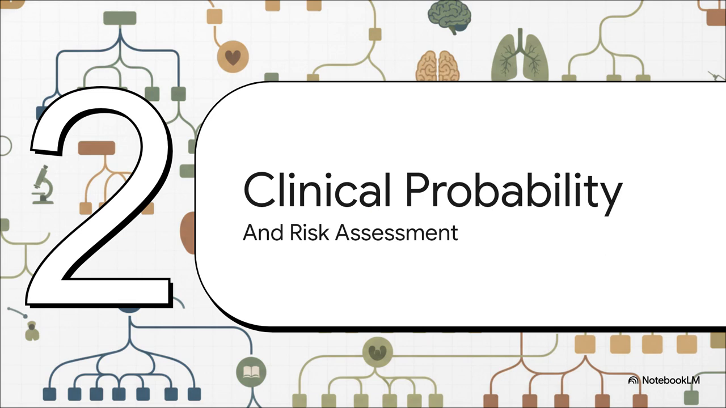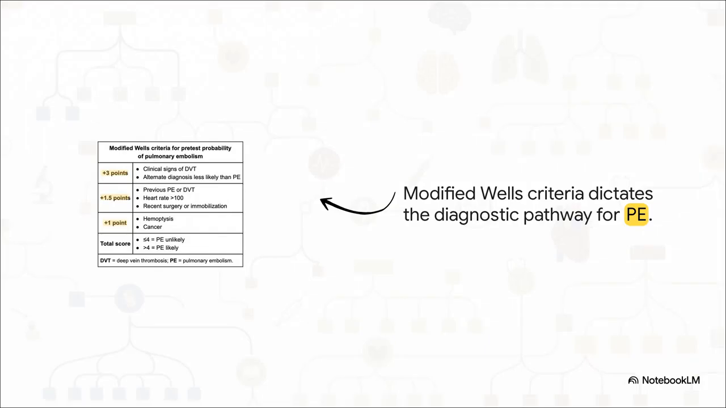Moving to Section 2, Clinical Probability and Risk. Exam mode integration means you need to build sequential probability trees. You have to separate branches of a diagnostic pathway instead of just mashing all the tests together. Take the modified Wells criteria for pulmonary embolism. This dictates your exact pathway before you order a single imaging study.